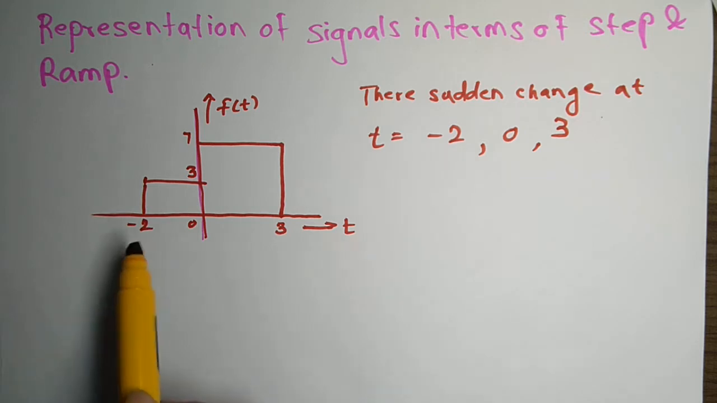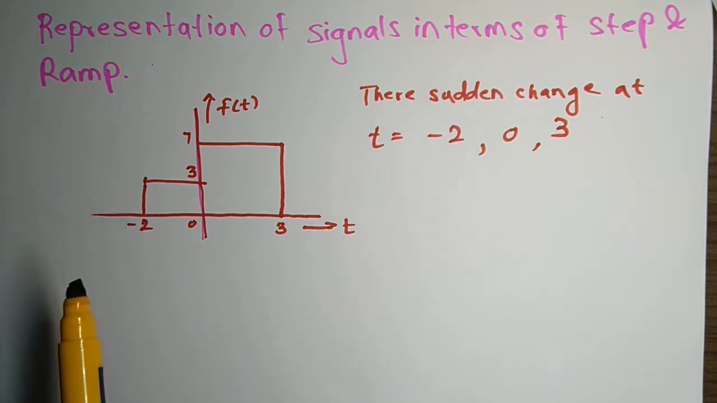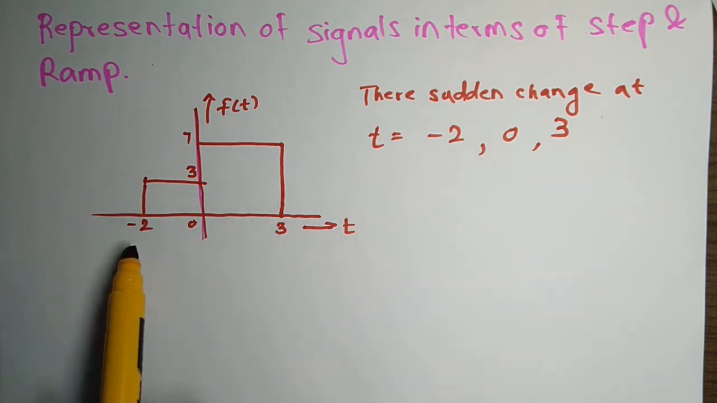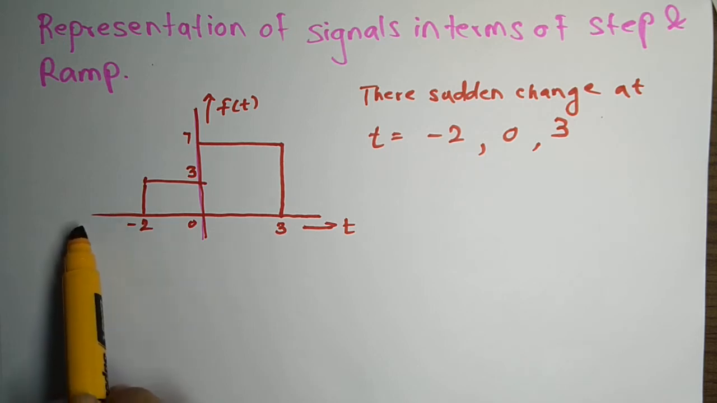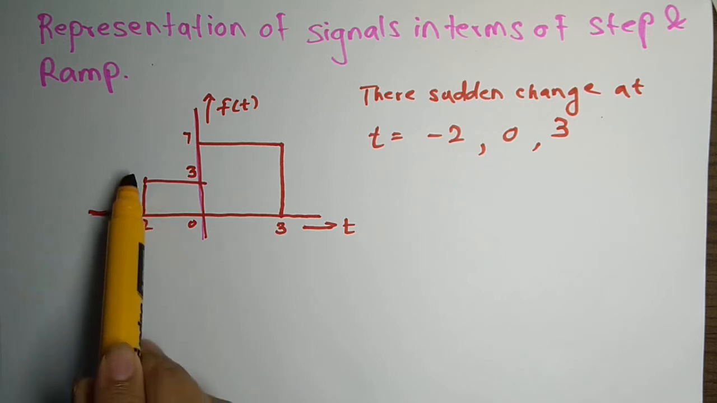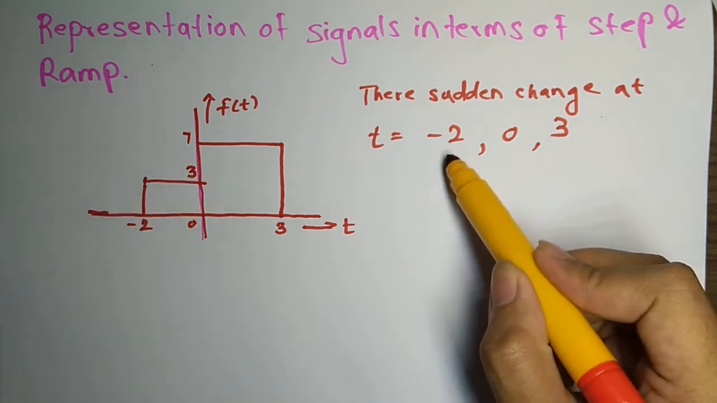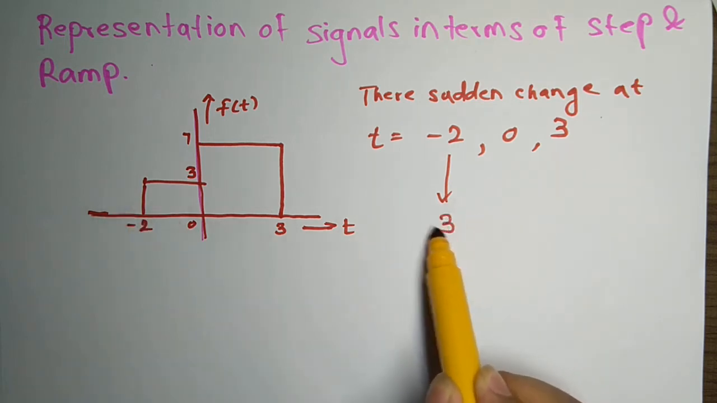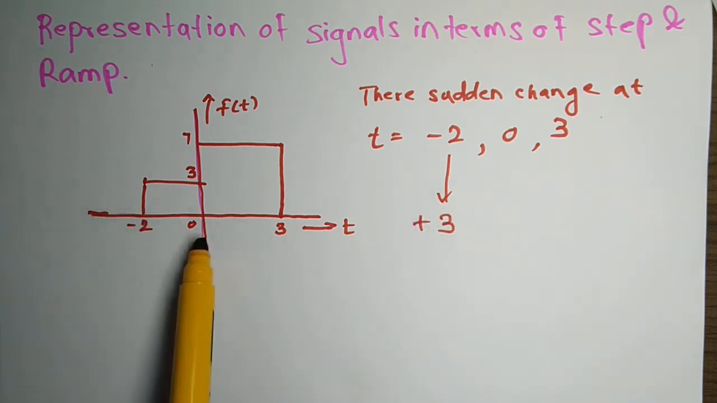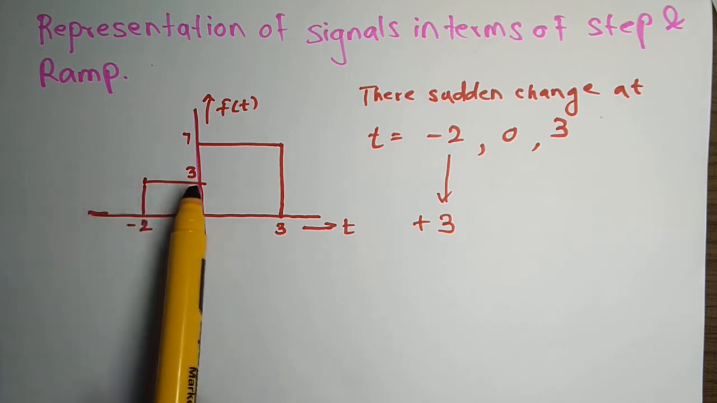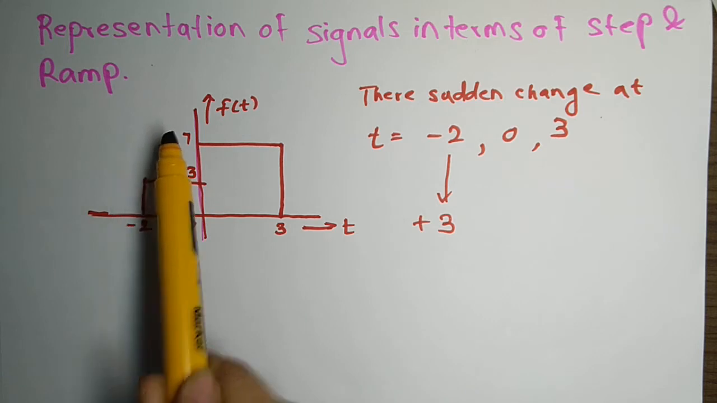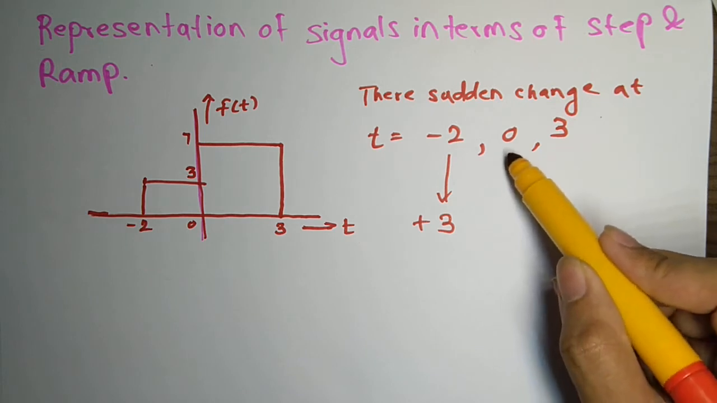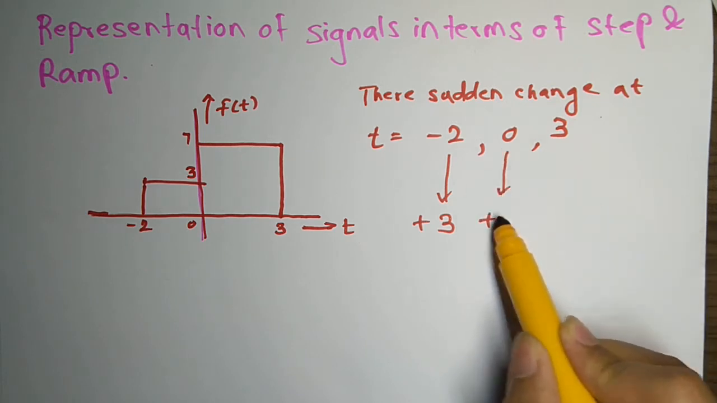So then we'll just look at what is the change in amplitude at each of these points. So at t equal to -2, the signal goes from the value 0 to amplitude 3, correct? So here we will write the final value is 3, the initial value is 0, so that is 3 minus 0, that is 3. Then at t equal to 0, the signal goes from value of 3 to value of 7, so there is a jump of 4. So 7 minus 3, that is 4. So we can write at t equal to 0, there is a jump of 4.